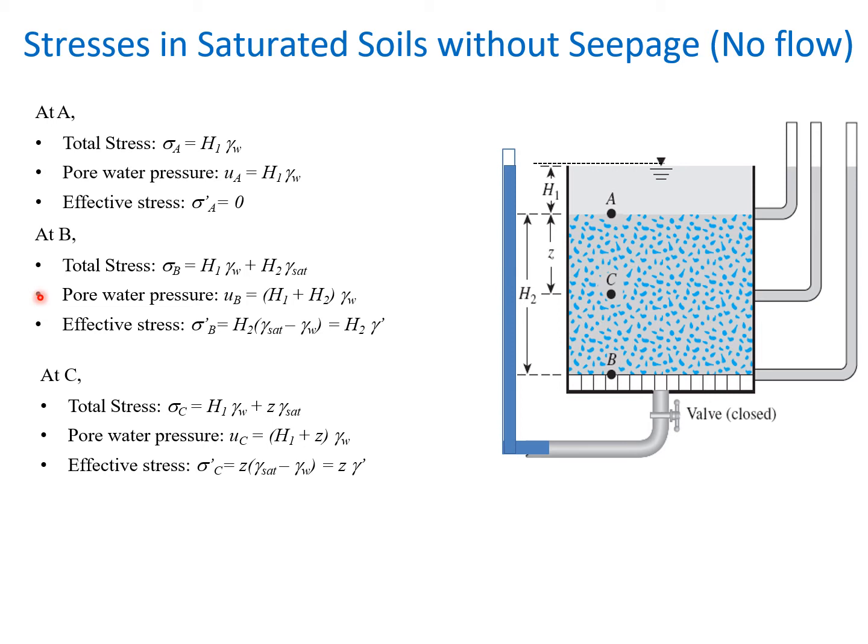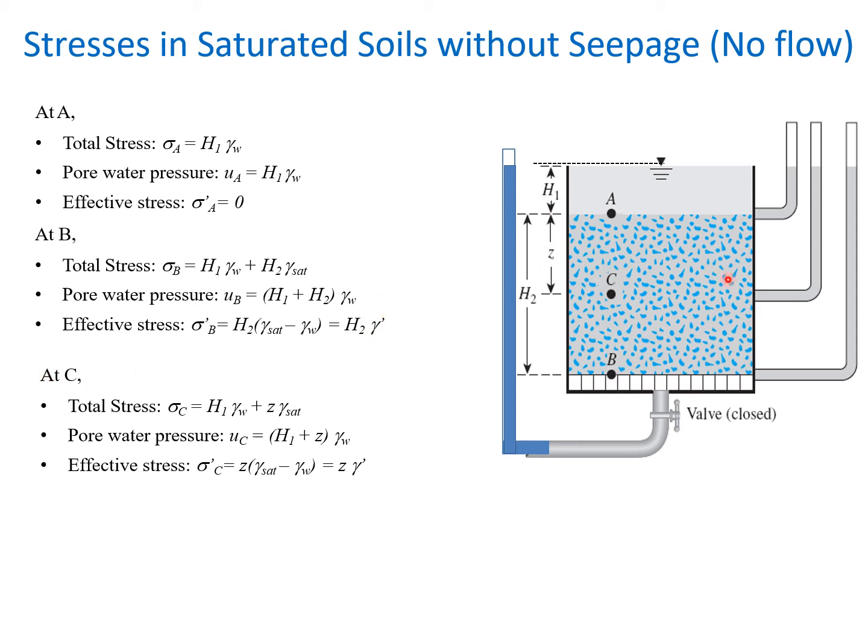And then the pore water pressure would again be calculated by gamma W multiplied by (H1 plus H2), or gamma W H1 plus gamma W H2, and thus the effective stress becomes equal to H2 multiplied by (gamma saturated minus gamma W), and that is equal to H2 times gamma dash, and this is the submerged unit weight of the soil.